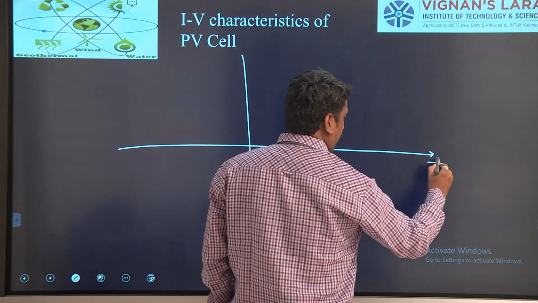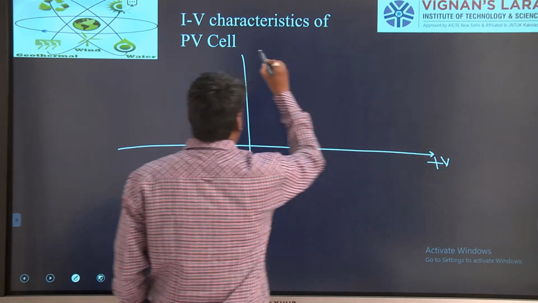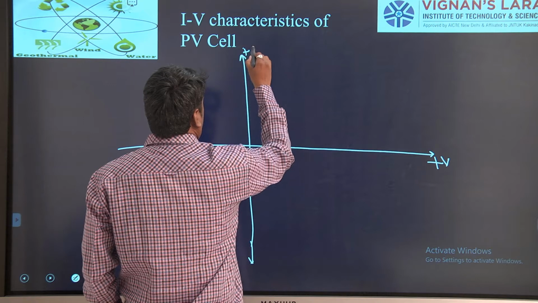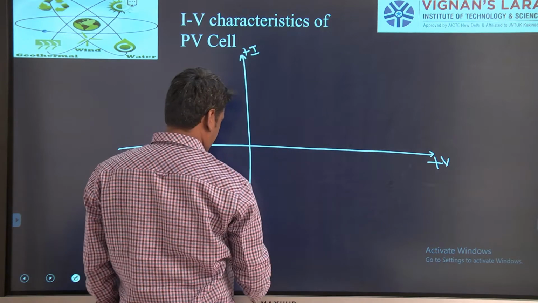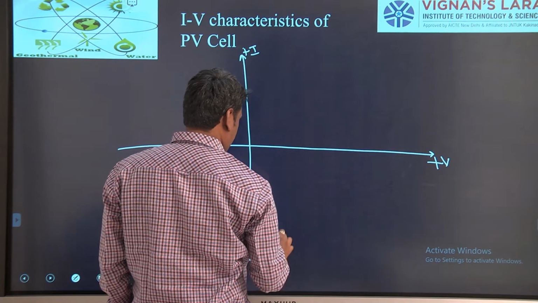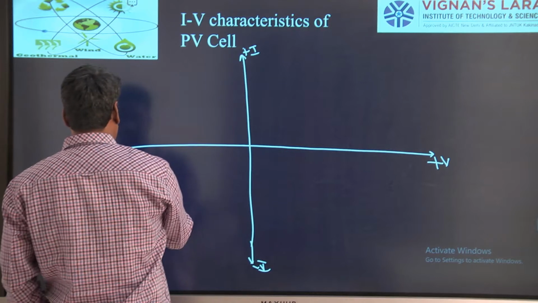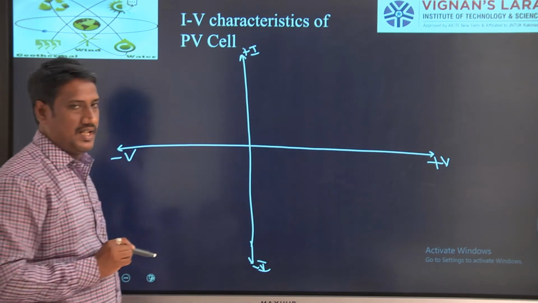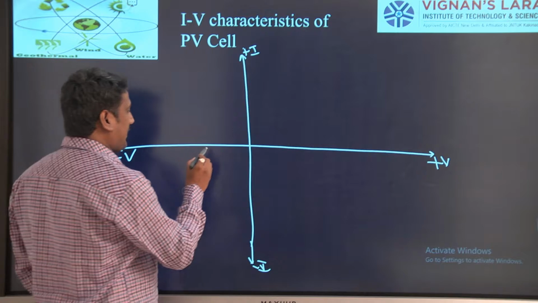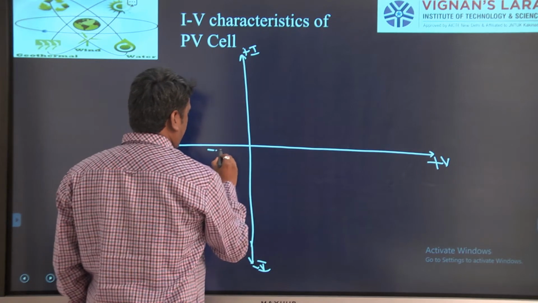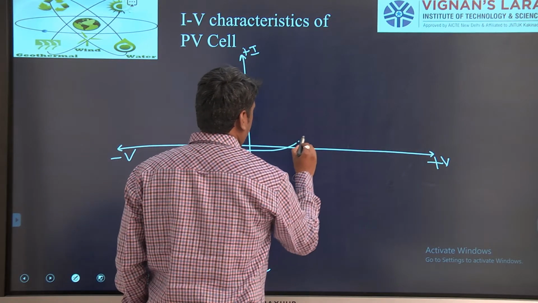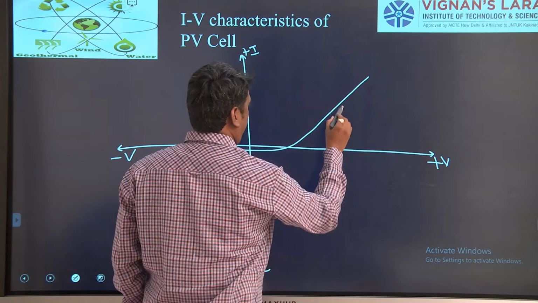So plus V, plus I, minus I, minus V, minus I, minus V. The practical IV characteristics of a diode will be like this.